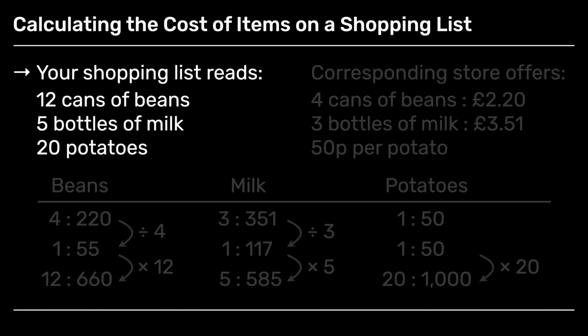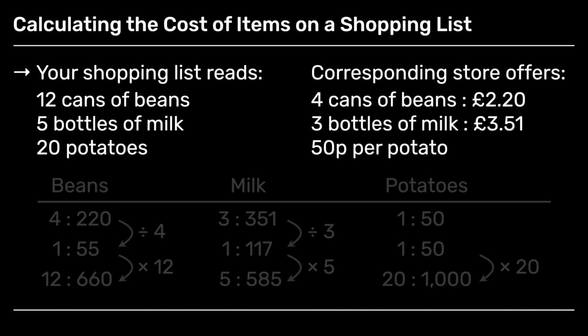So I'm going shopping, and I have a shopping list of the following items. I need 12 cans of beans, I need 5 bottles of milk, and I need 20 potatoes. I have no idea what I'm cooking, but it sounds like good fun. So 12 cans of beans, 5 bottles of milk, 20 potatoes. And as I go to the shop, a number of these things are on offer.